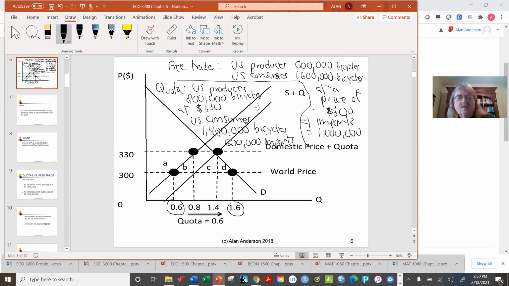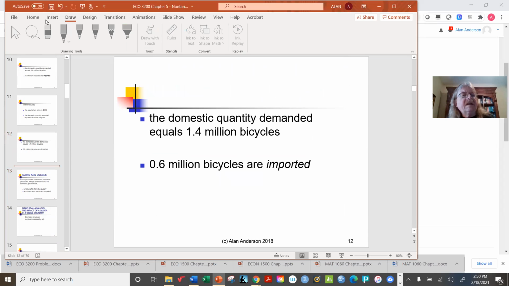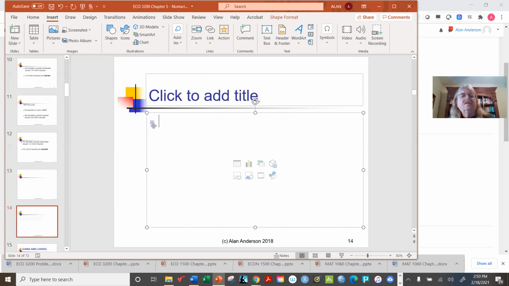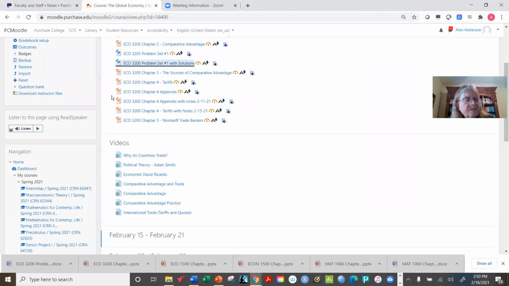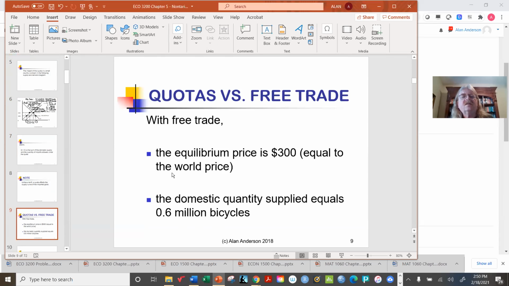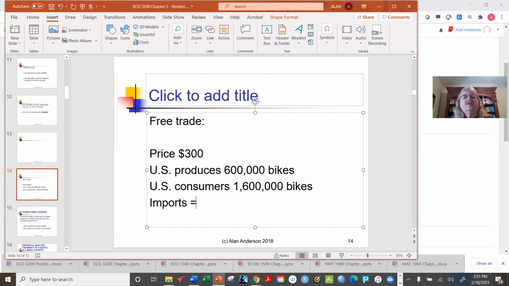All right, let's see if we can summarize all these effects somewhere. Let me just quickly put together a little chart here. We want to keep track of what happened before and after. So with free trade, price is 300. The US produces, what is it? Hold on. It was 600,000. That's right. At $300, the US will only produce 600,000 bicycles. The US consumes 1.6 million, and so the imports equal 1 million.